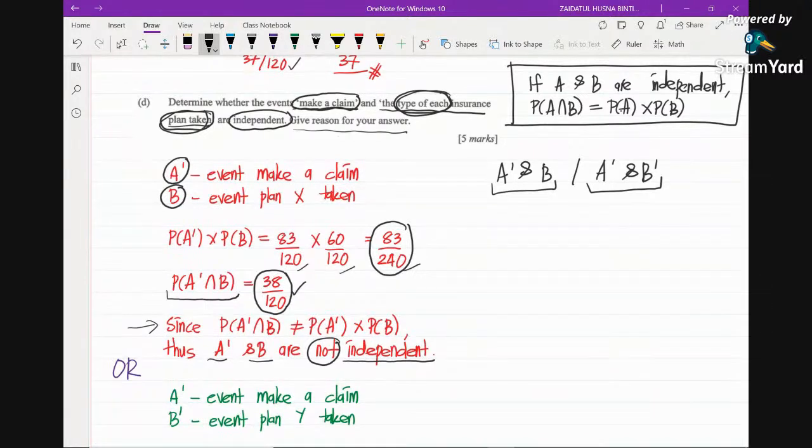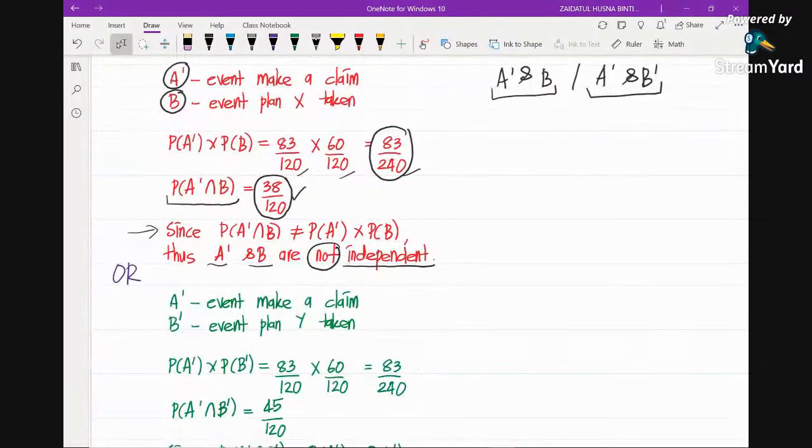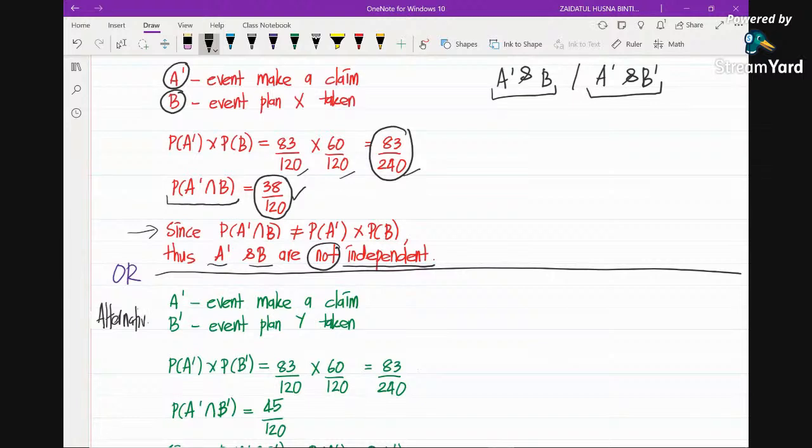Alternatively, you can check whether the events A prime and B prime are independent, because in the question it is not stated whether the plan taken is X or Y. In this case we can choose B prime, but you don't have to provide both. Here I put "or", which means alternatively. You may choose, but you don't really have to provide both.